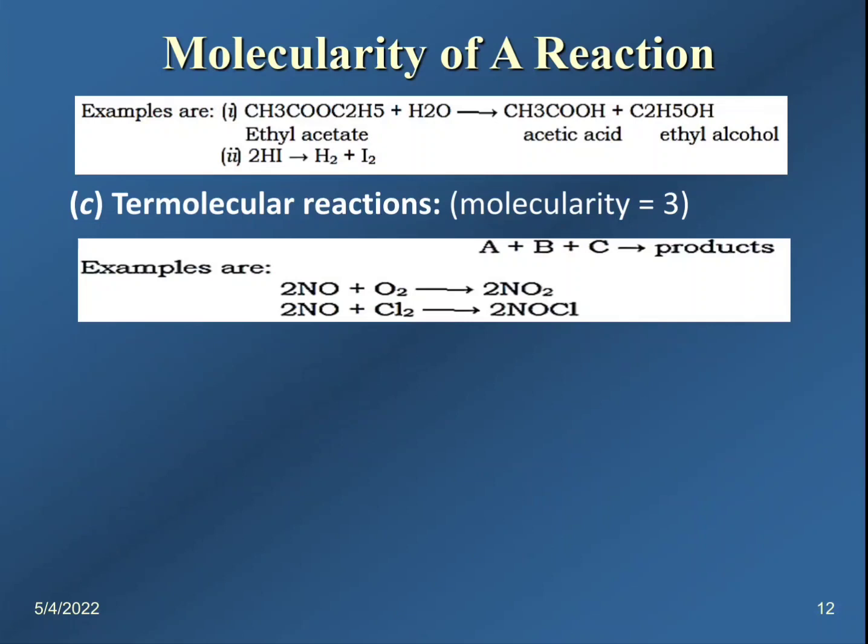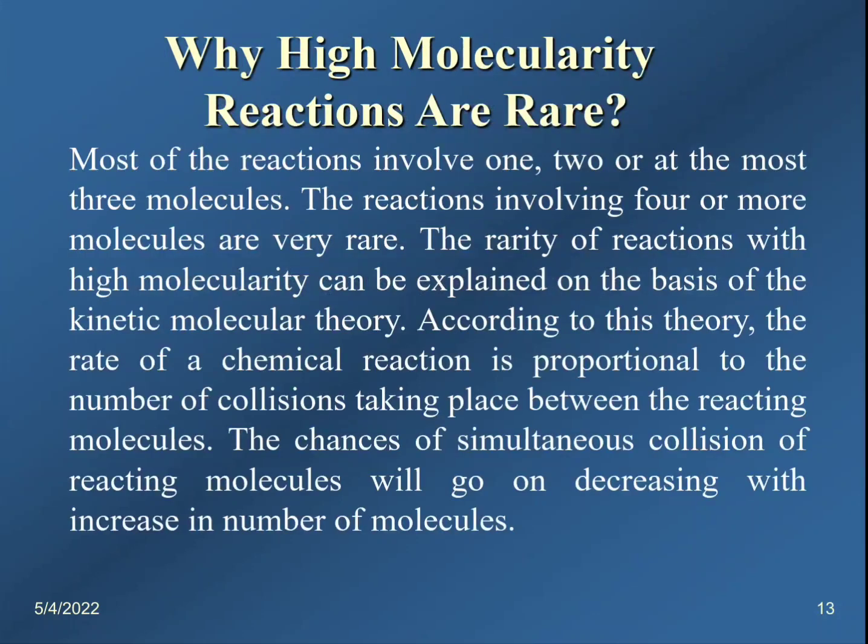Here are some examples. Unimolecular reaction: Br2 gives 2Br. Then a bimolecular reaction, where the number of reactant molecules is 2, A plus B or A plus A gives the product. An example of that is ethyl acetate plus water gives acetic acid plus ethyl alcohol. And the termolecular reaction, where the molecularity is 3: 2NO plus O2 gives 2NO2.